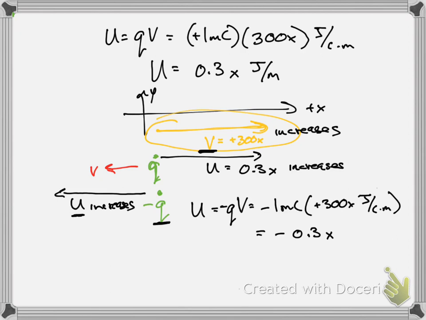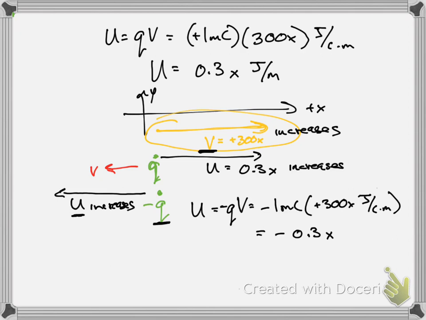What's an easier way to see that? Okay, so the potential energy increases to the left is all I can say about that. So for a positive charge, the potential energy increases in the same direction as the potential increases. For a negative charge, the potential energy increases in the opposite direction that the potential increases.